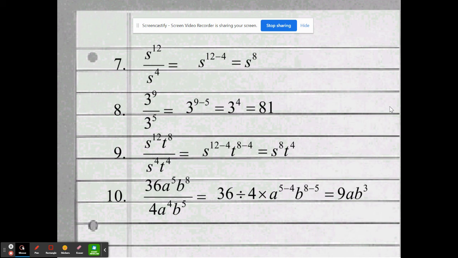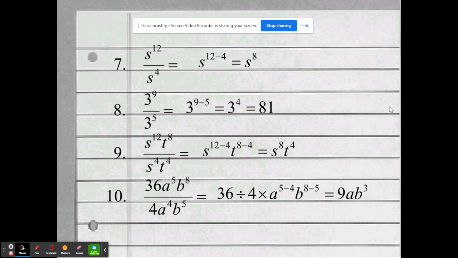Again, number 9, we have multiple bases, but our s's, we match up what matches. So s to the 12th over s to the 4th, so 12 minus 4 is where we get s to the 8th. Then t to the 8th and t to the 4th, so 8 minus 4 is where we get t to the 4th. So our final answer, no longer a fraction, is s to the 8th, t to the 4th.